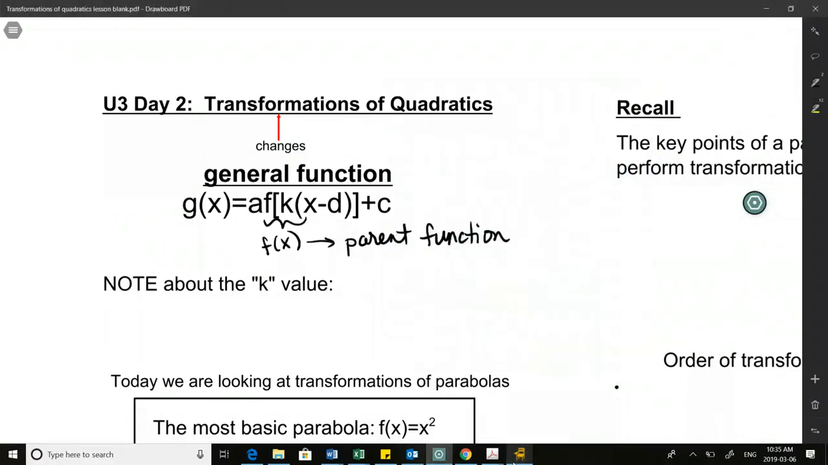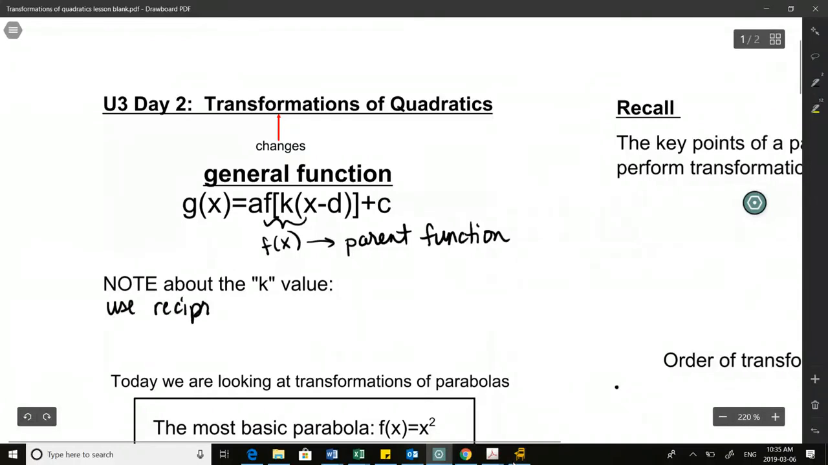Yes, I did, okay. So we're going to just remember with the k value, we always want to use the reciprocal of the k value when we're actually calculating the transformations, and also when we state the transformations in words.